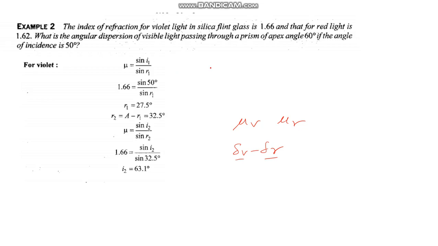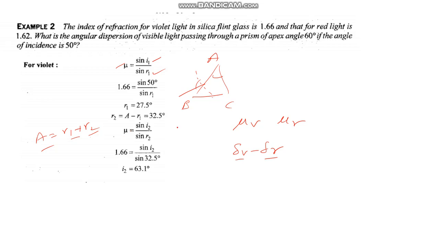So the angle of incidence is given and the apex angle is given. Apex angle means this angle. If you apply Snell's law, remember, this is A for the prism, this is B and this is C. So i is given, mu is given, you can find out r1, and you know that A is equal to r1 plus r2. So you know r1, you know A, you can find out r2.